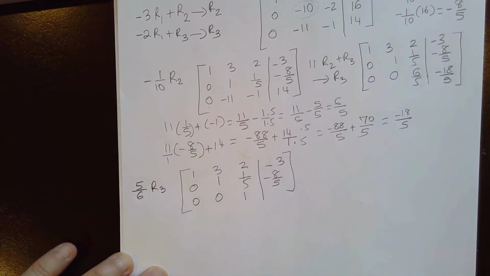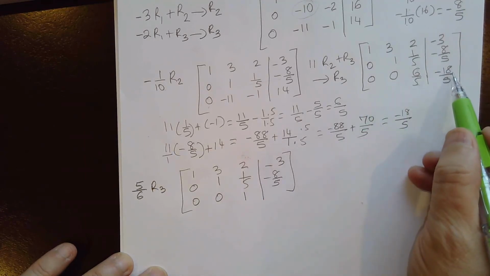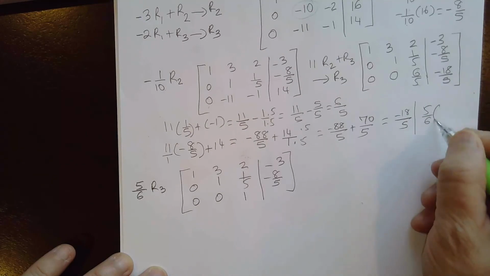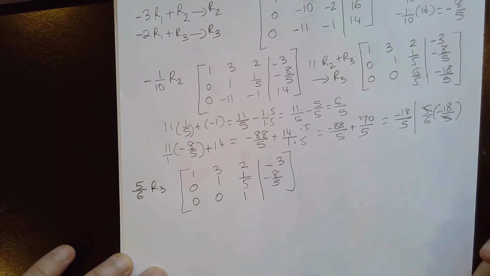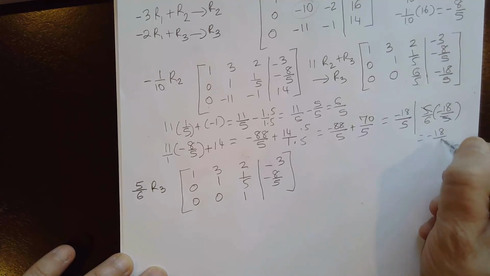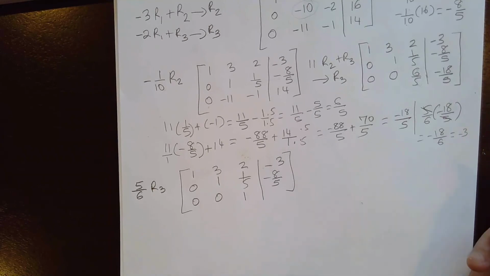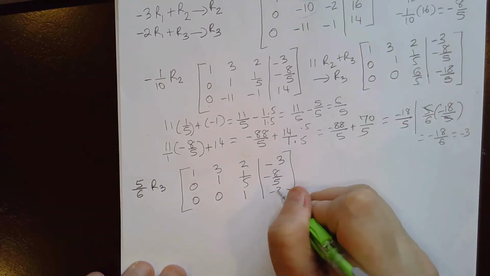Okay, now 5 over 6 times -18 over 5. You can if you want to. Let's do this here. 5 over 6 times -18 over 5. So this 5 cancels with this 5. You're left with -18 over 6, which is none other than -3. Okay, so this one would be -3.